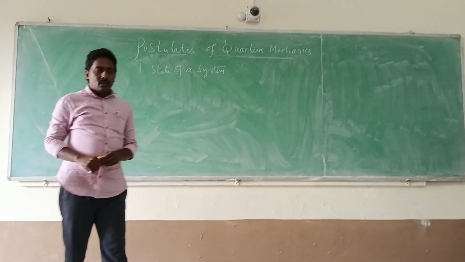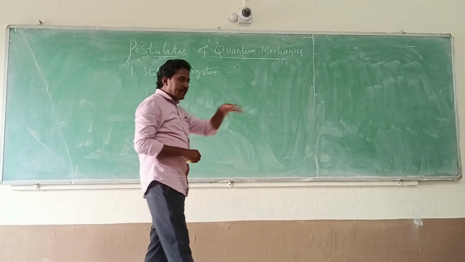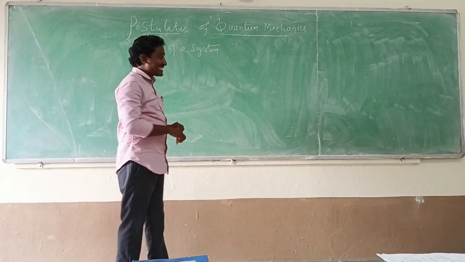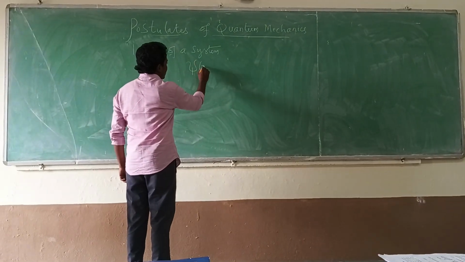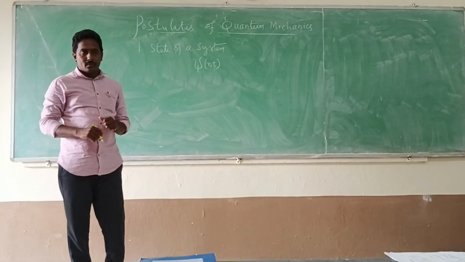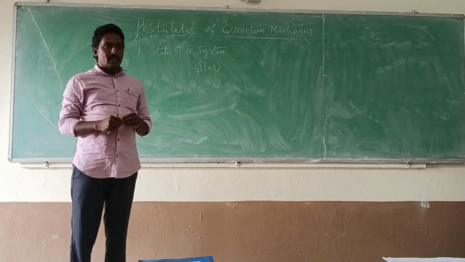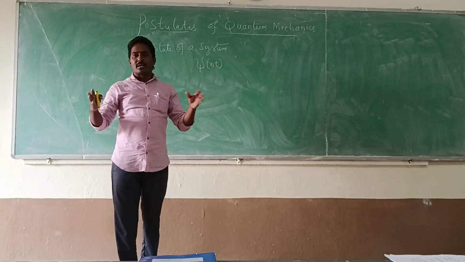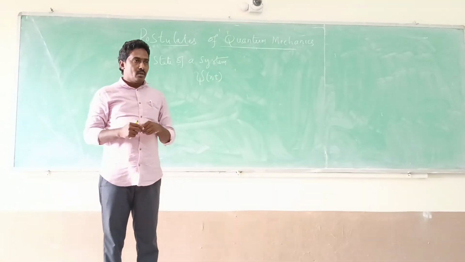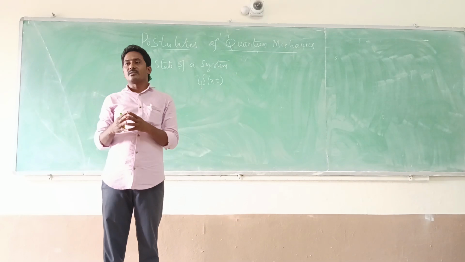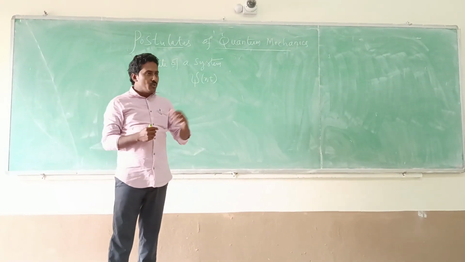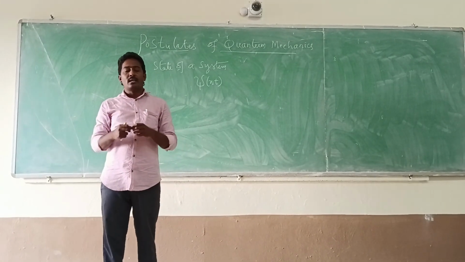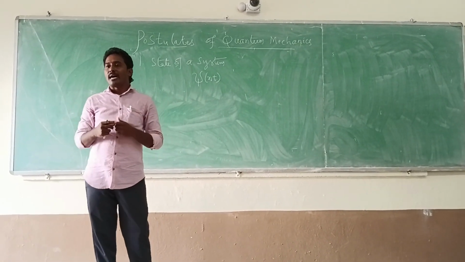State of the system. In quantum mechanics, a particle or a system can be represented by a wave function psi, which is known as the state of the system. So psi provides the information about the particle, which is a function of r comma t. r is the position representation, t is the time. So what is the significance of the wave function psi of r comma t? It is a new terminology. The wave function provides the dynamical information about the particle.